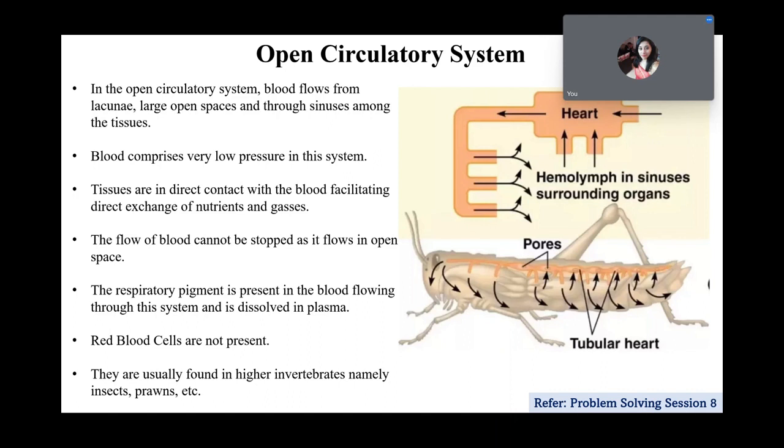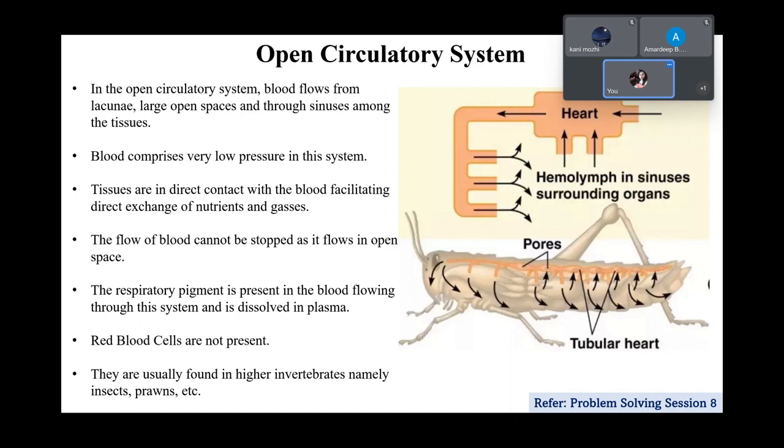And here, because it is an open space, the blood flow cannot be stopped. We'll compare this when we go to the closed circulatory system. Stopping the flow of blood basically means that you stop the reverse direction of the flow. And here, the respiratory pigment, basically the pigment that carries oxygen within the blood, is dissolved in the plasma, and these do not have red blood cells. They are found in higher invertebrates like insects and prawns.